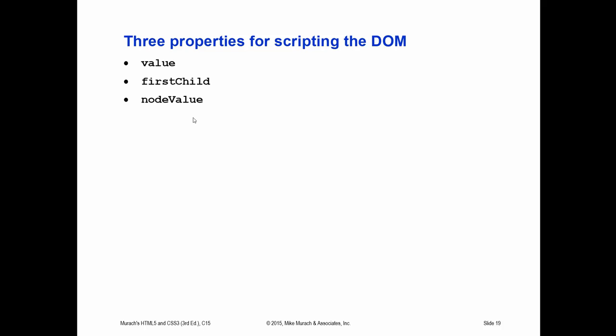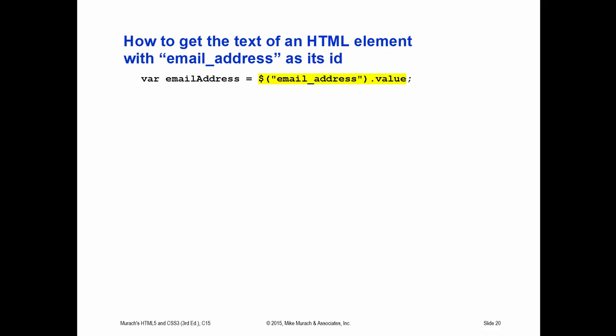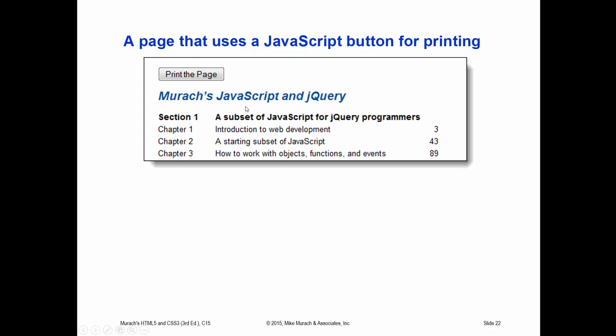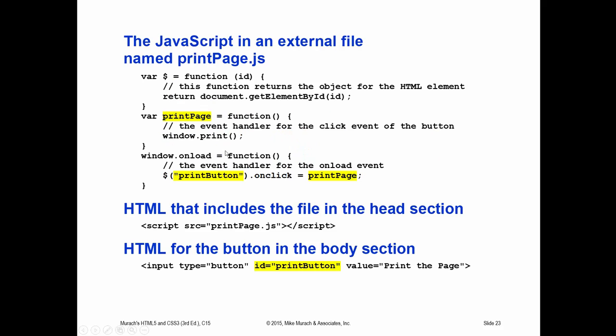So the document object is the object that lets you work with the DOM. When you script the DOM, you typically use the $, as opposed to having to type in the document.getElementById. Okay? And these are just some of the properties for scripting the DOM. By no means is that an exhaustive list. So there's an example where we could get the email address. Notice it can be on the right-hand side of an equal sign, or on the left-hand side of an equal sign. All right.